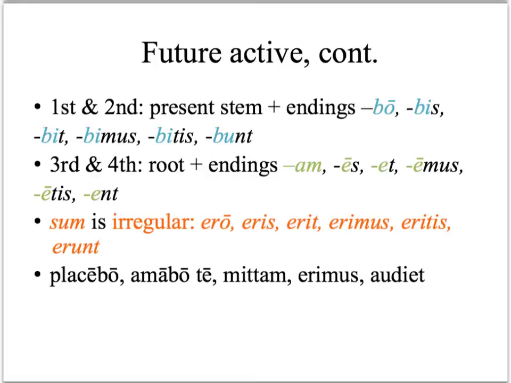So you can see the bo, be, boo hiding in the actual endings for a first and second conjugation verb in the future. Bo, bis, bit, bimus, bitis, bunt. Add those endings to the present stem.